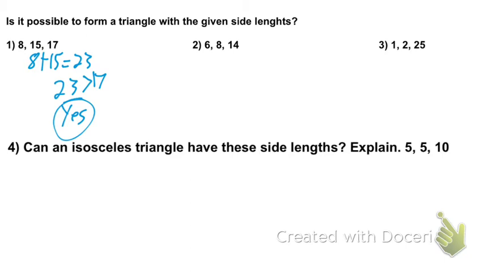Now, on a test, hint, hint, hint, okay? I'm going to say show your work for the full points. AKA, if you just put yes or no, I don't give you the full points. So at least put 23 is greater than 17. That's enough to show me, hey, I know what you did.